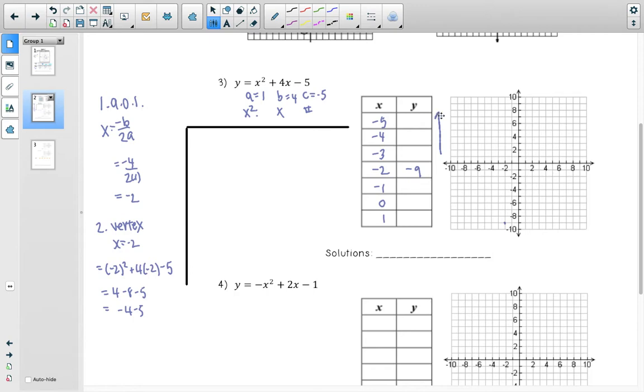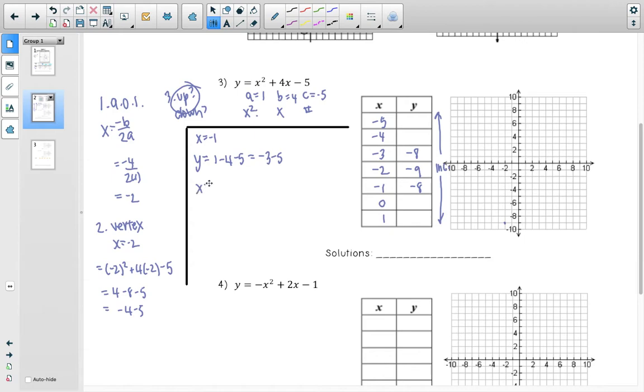And since this does, and I didn't ask this, if I ask you if this opens up or down, you would tell me it's up because this is positive. So these values should be increasing. Okay, so if you plug in -1 into here, we would get y is going to equal -1 squared, which is 1, 4 times -1, which is -4, and minus 5. So that is -3 minus 5, which is -8, which means this would be also -8.